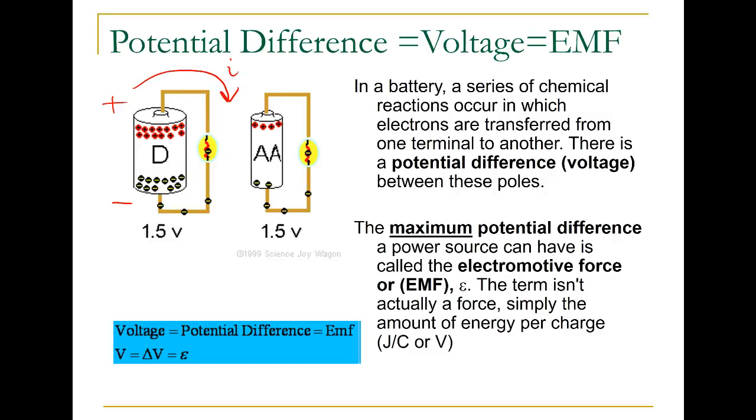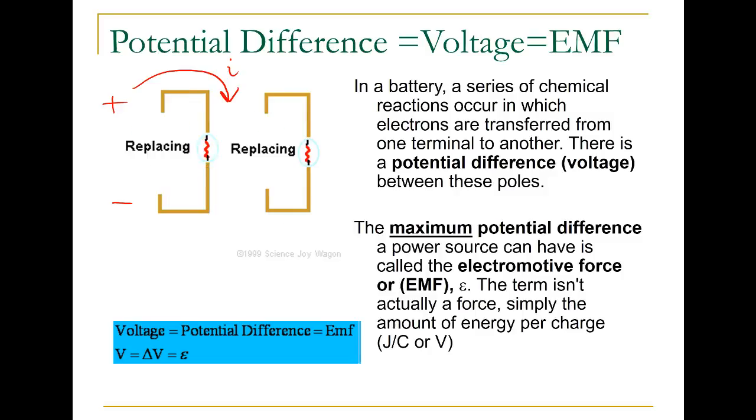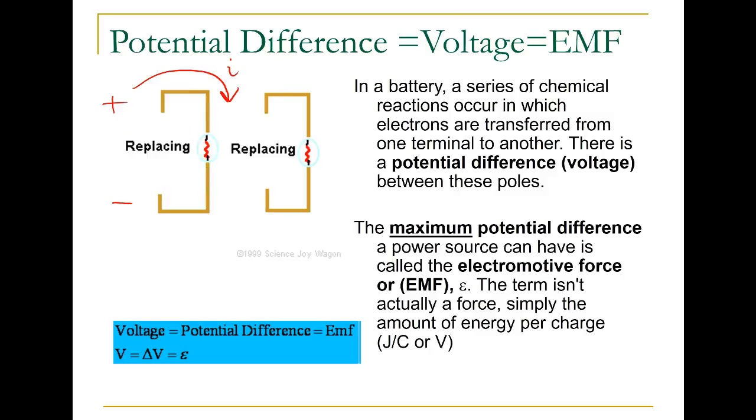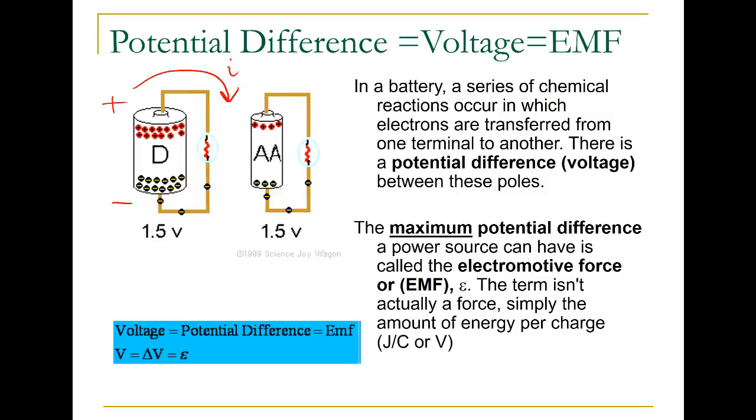When we talk about the largest potential difference that a power source can have, this is called the electromotive force, or EMF. This symbol epsilon is not related to epsilon naught, so you have to be careful. It's a different symbol in different contexts. This is the potential difference from a power source. It's not actually a force, it's the amount of energy per unit charge. It's joules per coulomb, or volts.